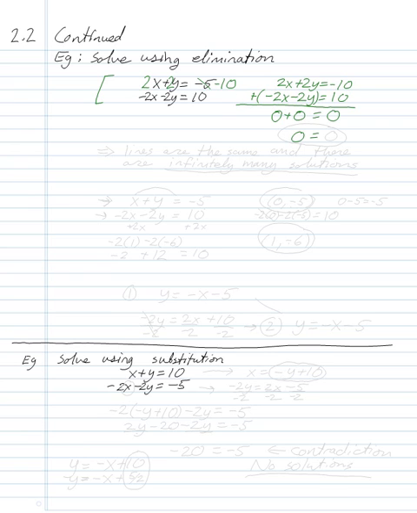The resulting equation contains no variables, and it says that 0 equals 0. This is canonically true. This is what we would call an identity. So these lines are the same. There are therefore infinitely many solutions.